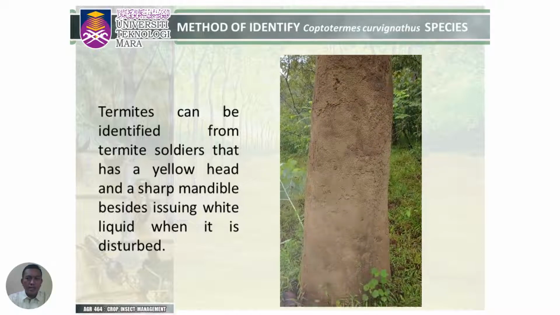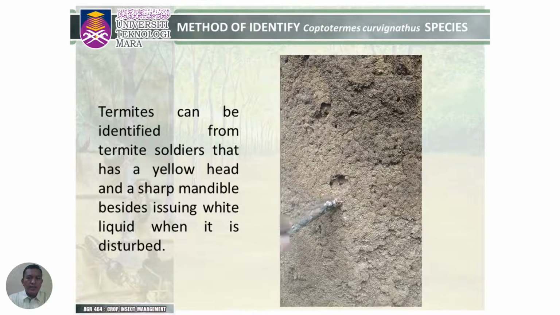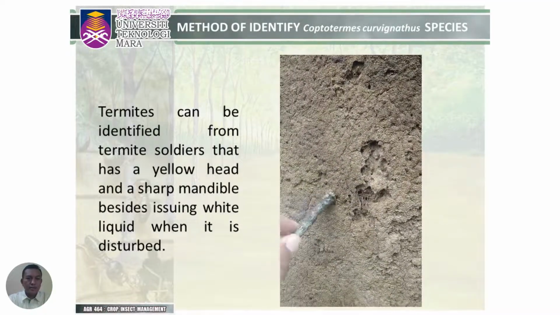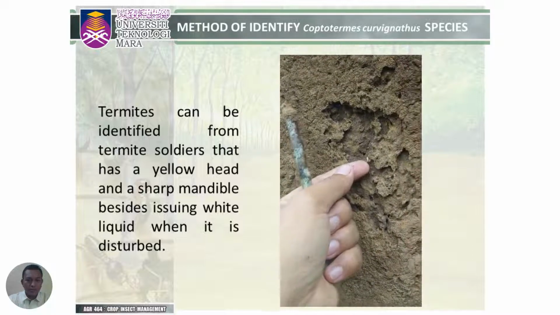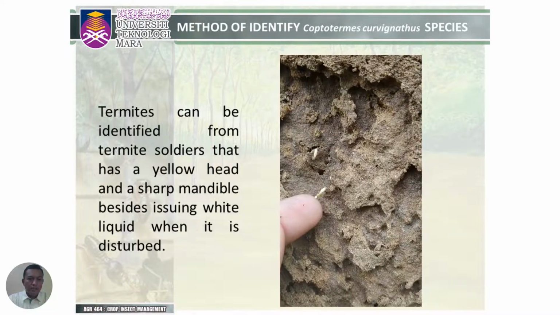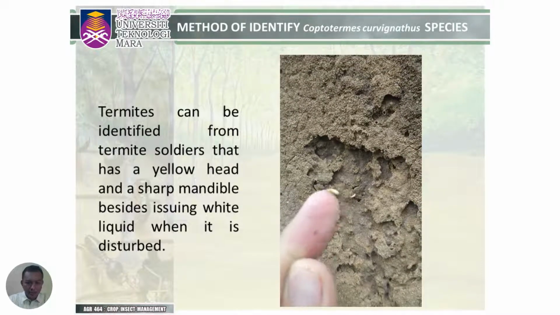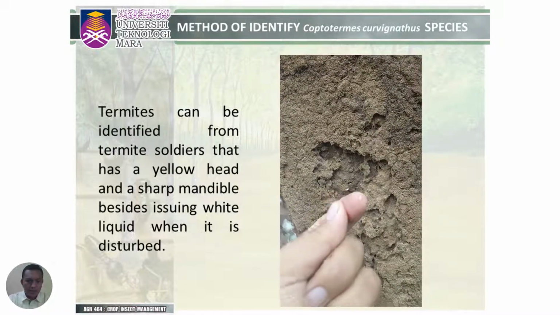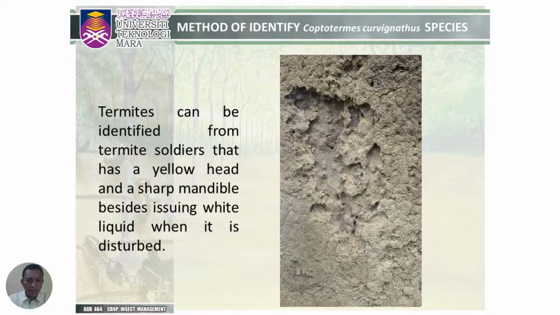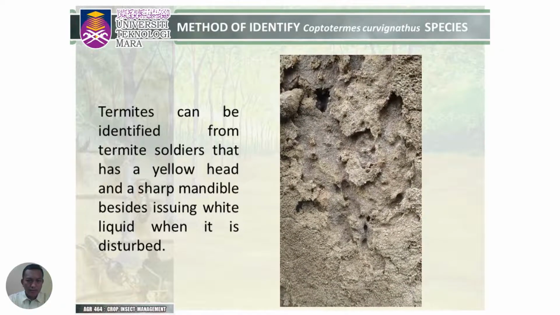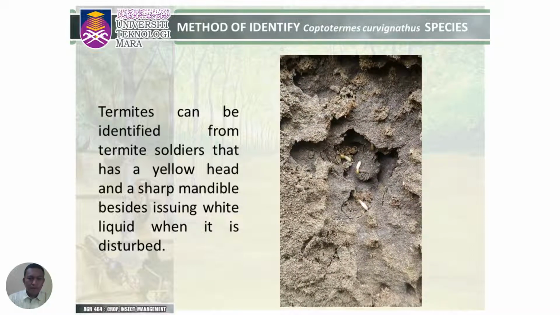From the video you can clearly see the easiest way to identify the species. Termites can be identified from the termite soldier, which has a yellow head and a sharp mandible, besides issuing a white liquid when disturbed. You can see the picture in the video. This is the termite soldier.